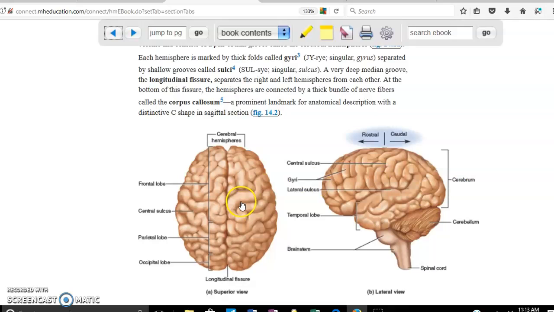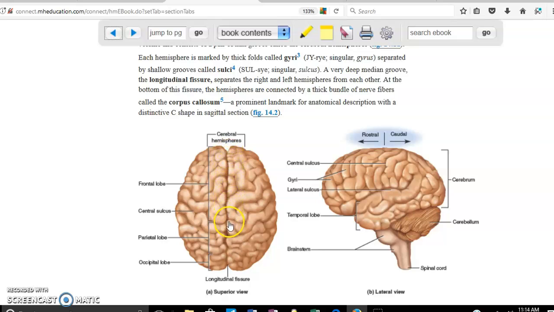As you can see right here, this is an elevation. This is a groove, elevation, groove. Okay, the elevations are called gyri, and the grooves are called sulci. One sulcus to keep in mind is this one. This one is very long, and this one is called the central sulcus. But there is another very long groove, which is this one right here.